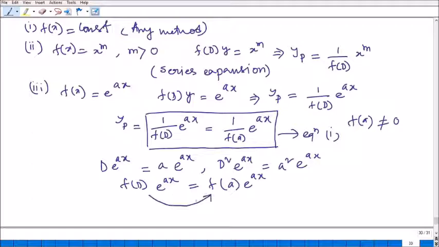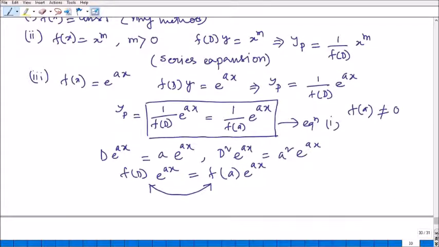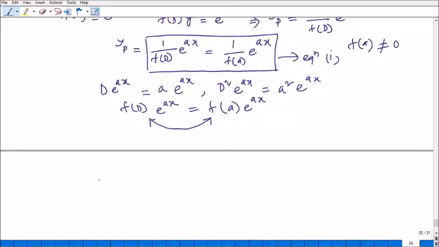So here you can see that this polynomial function of the operator D is equivalent to the polynomial function of the constant a. So this is applicable for the inverse operator also. So we can write that 1 by f of D is equal to 1 by f of a. So this is how the formula comes. Now let us discuss an example.